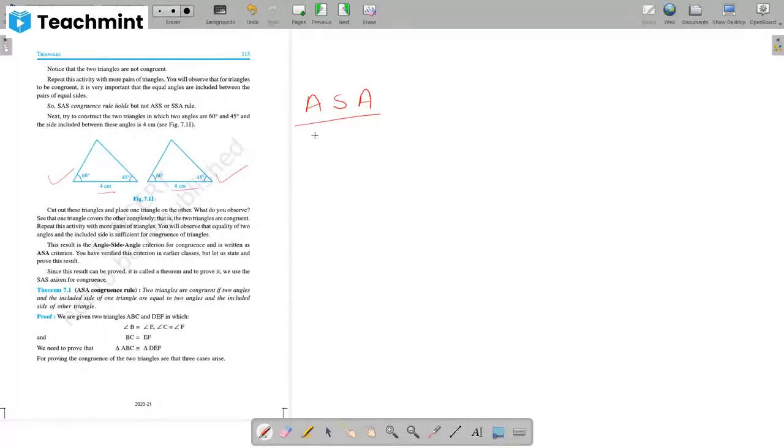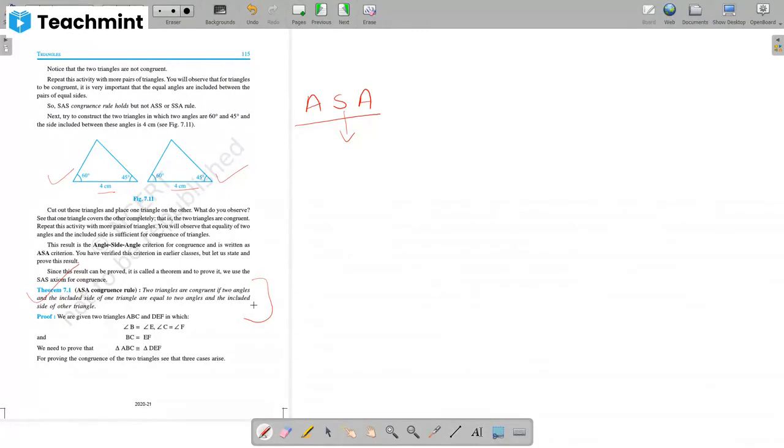Here this is the same as the previous one. In the previous one we were given two sides and one angle. Now here we are given two angles and one side, and the side included between these two angles. After writing this heading, ASA congruency rule, you just write these two lines. What is this rule? Two triangles are congruent if two angles and the included side of one triangle are equal to two angles and the included side of the other triangle.